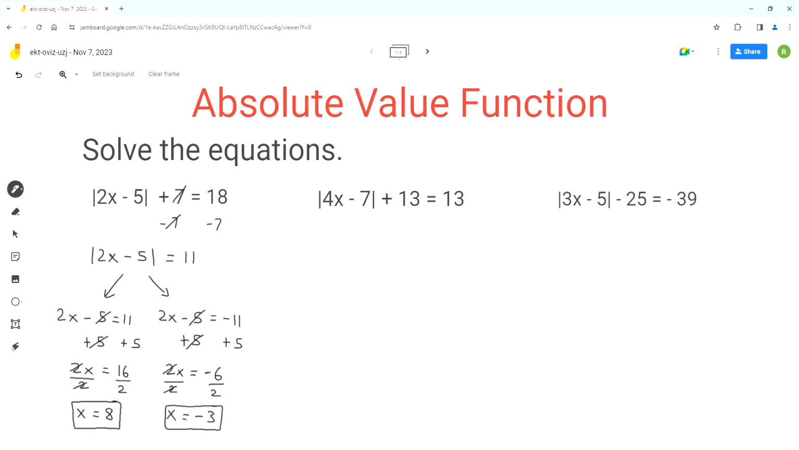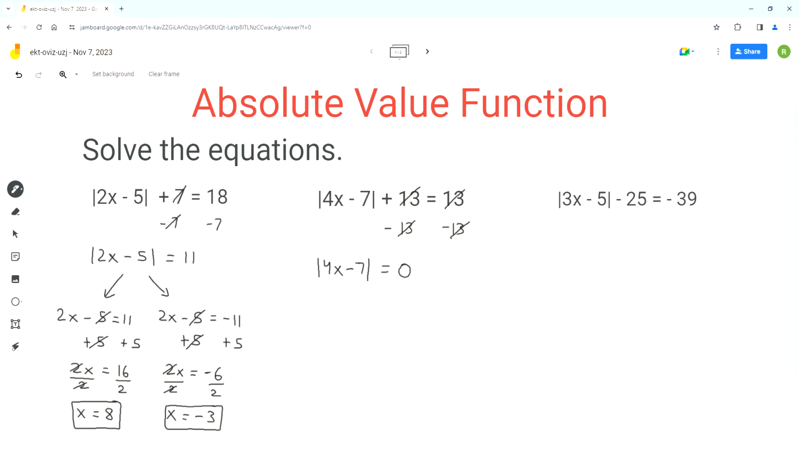So we can work on the second equation. We have to first isolate the absolute value term in this equation. For that we have to get rid of the 13 on the left side, so we subtract 13 from both sides. Now the 13s on the left side and the right side cancel each other out. So we are left with 4x minus 7 between absolute bars equals 0.